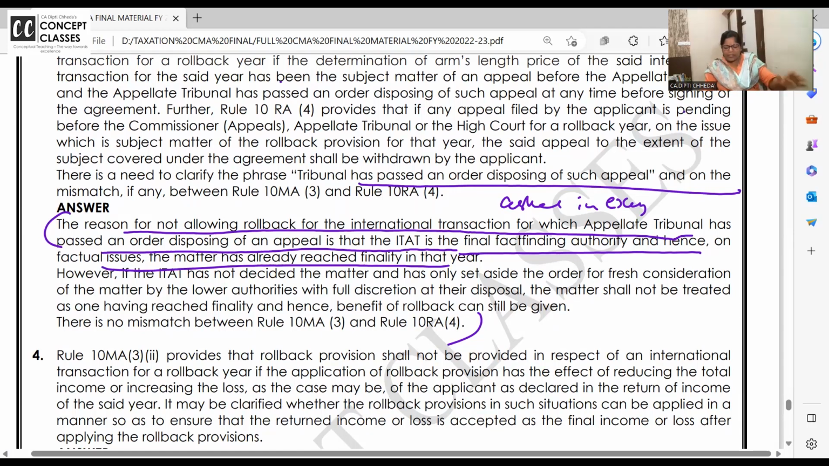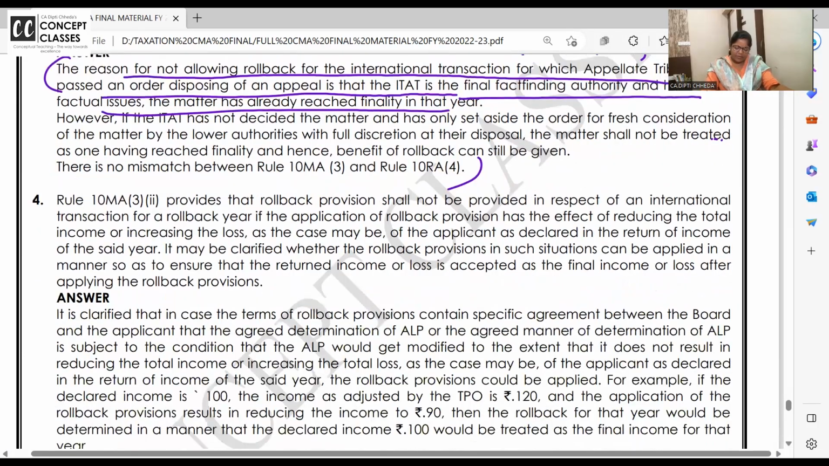If ITAT has already passed the decision, then don't go for the rollback. However, if ITAT has not yet decided the matter, it has only set aside the matter, it shall not be treated as having been decided, then rollback is still valid.